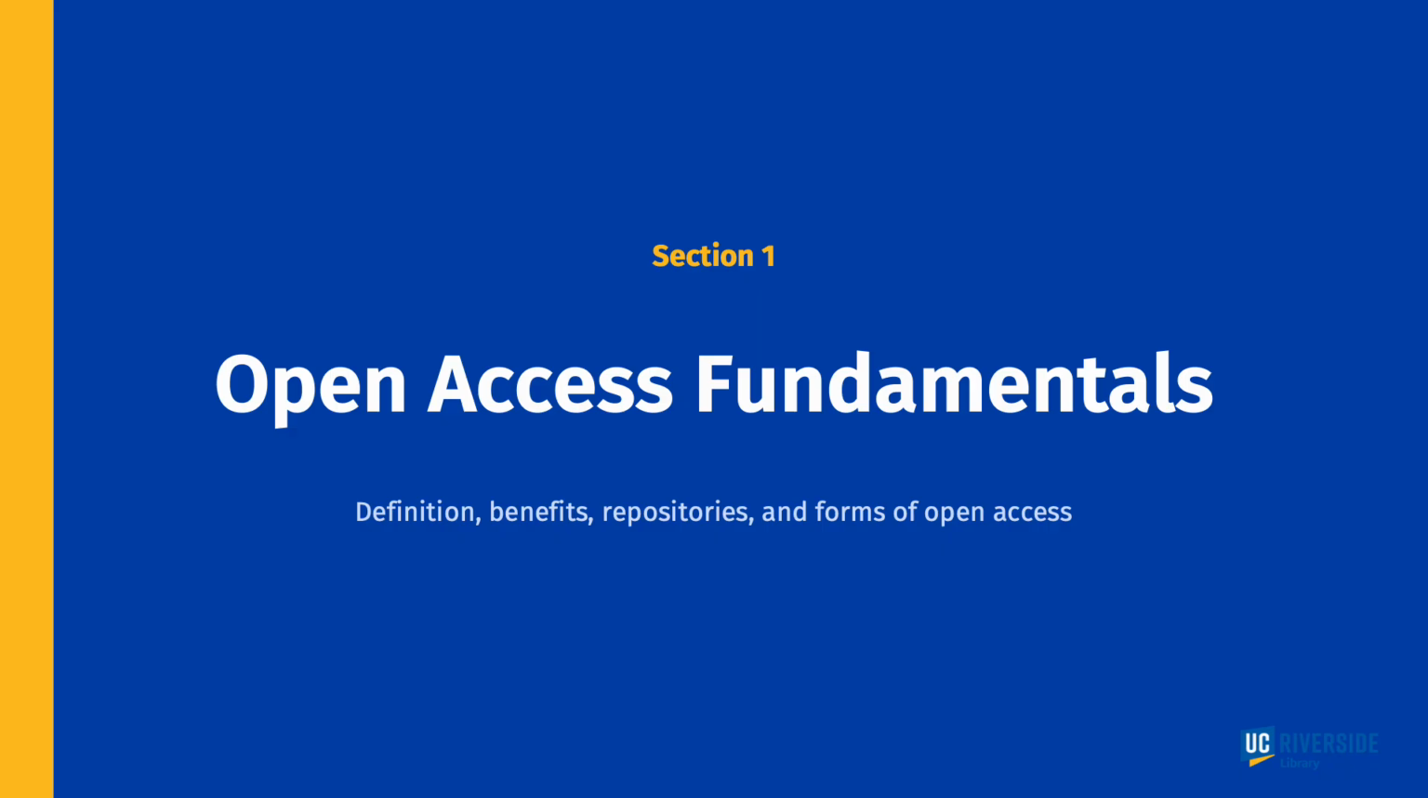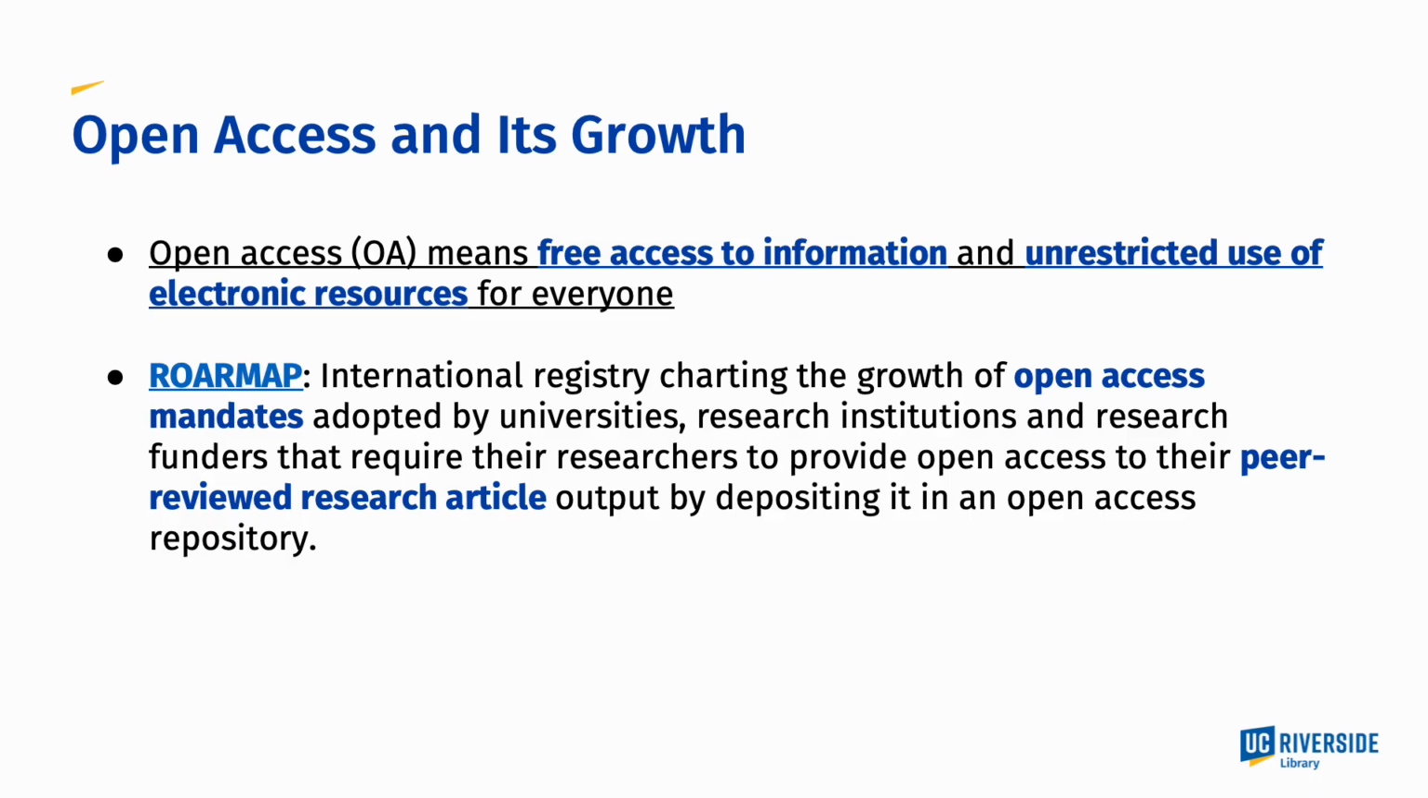Let's start with the basics: what open access is, why it matters, and the different forms it takes. Open access means research is freely available online with no paywall and no restrictions on use. This map tracks how many institutions globally have mandated researchers make their work openly available. The number has grown dramatically.